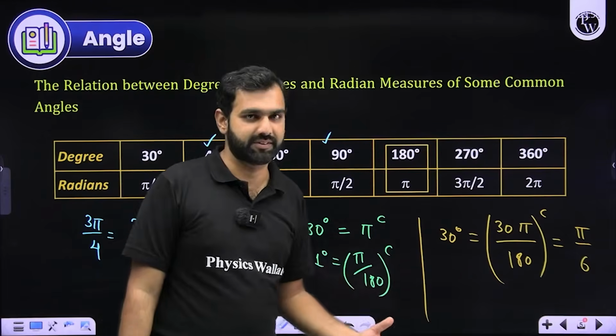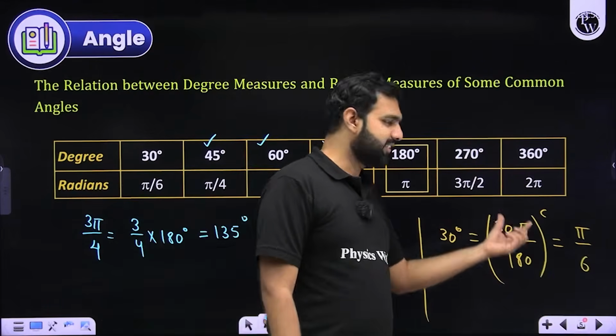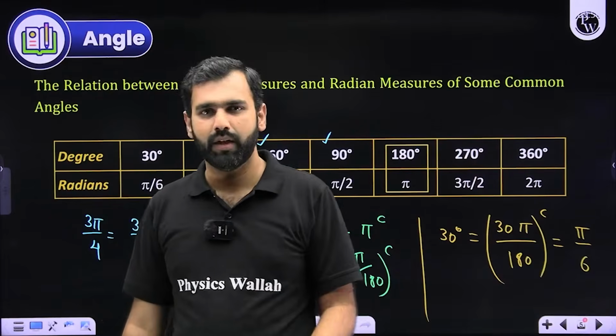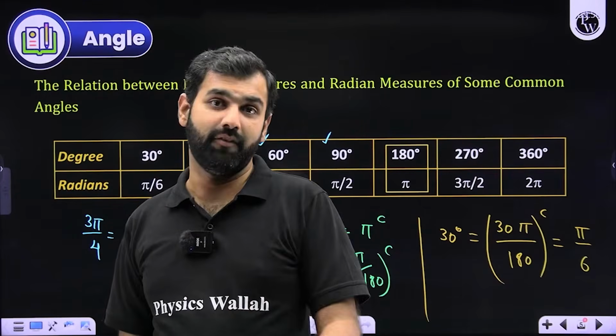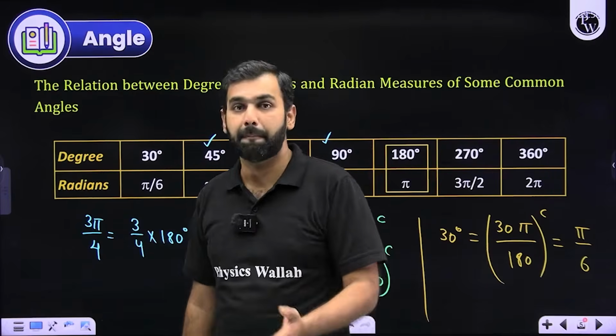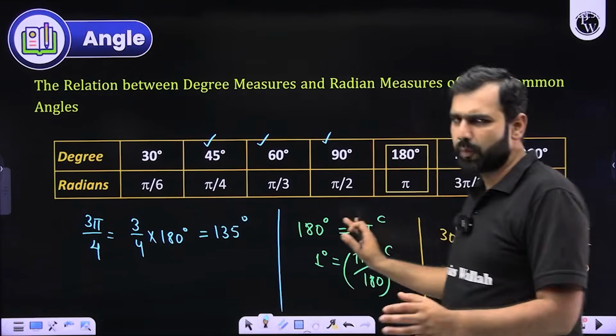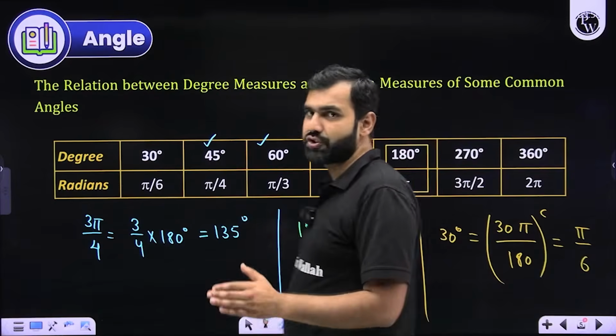Now, look at this part, 360 degree, double of 180 degree. 180 degree is pi, so 360 degree will be 2 pi radian. Did you get this part? Did you understand this entire conversion? I hope it was simple. And these conversions should be there at your fingertips.